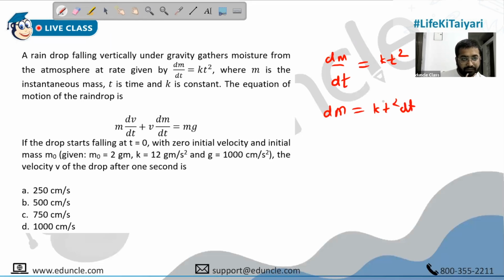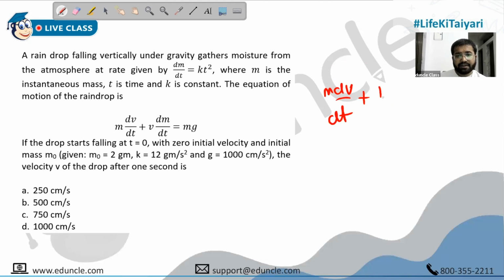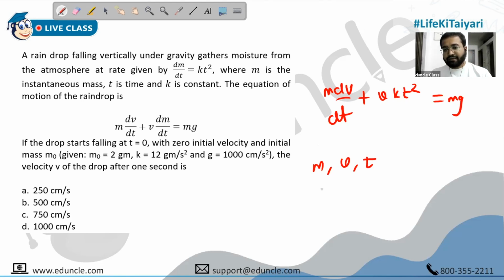Can't we just substitute it there? Just a suggestion. मतलब kt square को वहीं पर डाल दो उस equation में. Will that affect? Plus v into kt square. Okay, this is mg. So what after this? We can, no, but the thing is, m is changing continuously, and we have got 3 variables here. We have got m, v, and t.